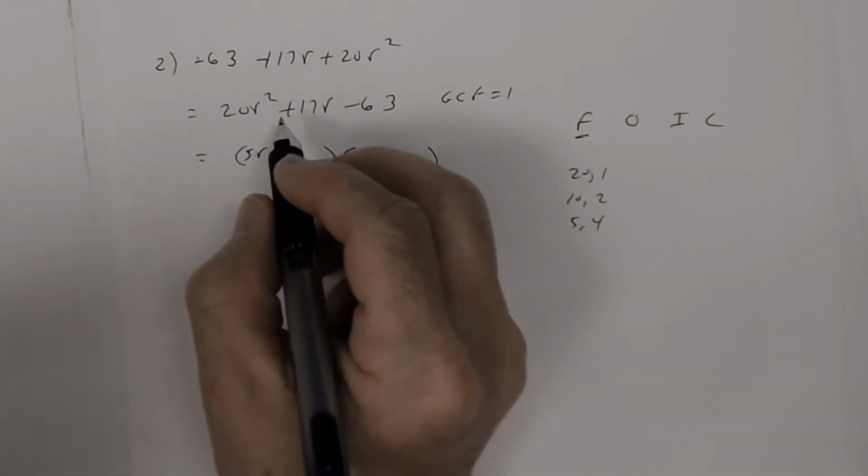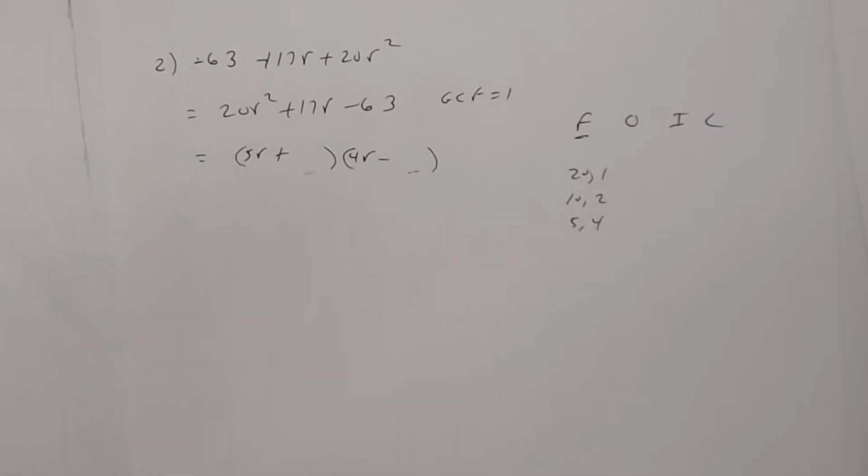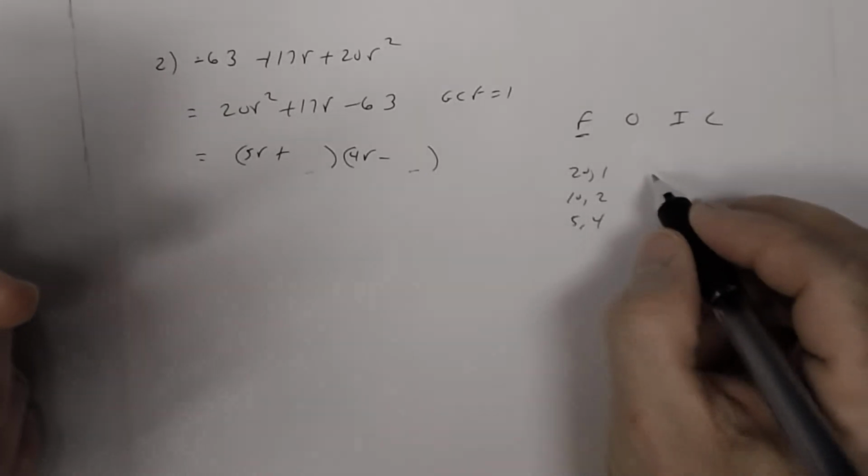So let's go ahead for right now. Make one positive, one negative. Because you're going to be checking the end. If it doesn't work, you'll switch them. You'll do something different. Okay, let's think about 63. The absolute value of negative 63 is 63. Let's think about 63. What are the factors of 63?